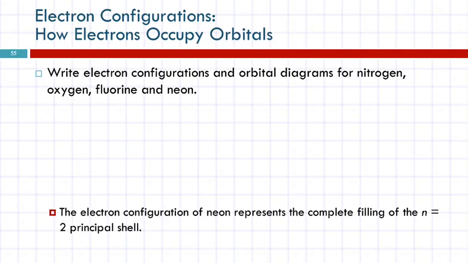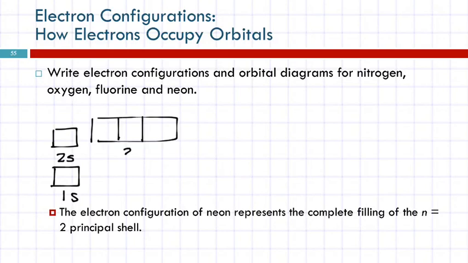So, write electron configurations and draw orbital diagrams for nitrogen, oxygen, fluorine, and neon. We have our periodic table on the wall. Let's do electron configurations first. I'm going to draw it out first. Here I have the first floor, 1s, and then I've got the second floor. I didn't leave enough room. 2s. And then there's also a 2p. And then next up would be 3s. So those are my rooms.